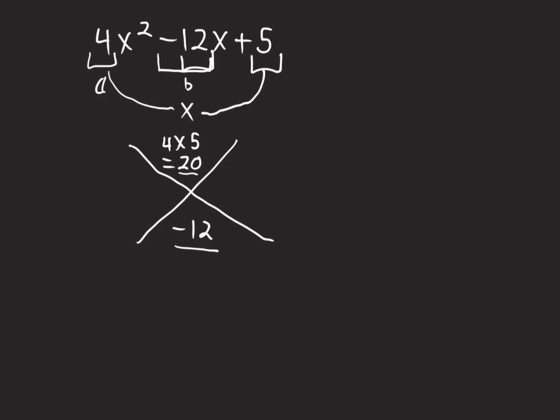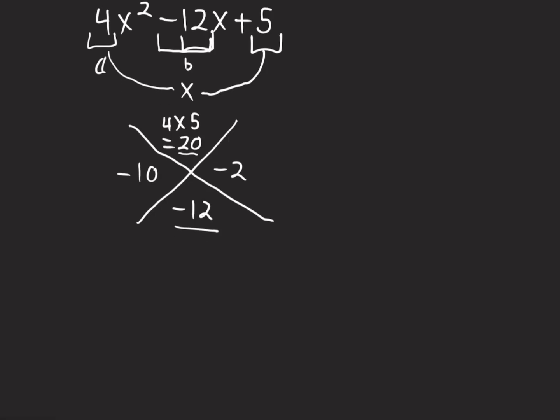So let's go through some. What multiplies to 20? Well, we have 5 and 4, but those won't add to 12. So how about 10 and 2? Well, if I add those, they won't add to 12, but if we make both of them negative, then they will add to negative 12 and they'll still multiply to 20. Now, we're not done yet. We can't just write out our final answer like a simple trinomial.